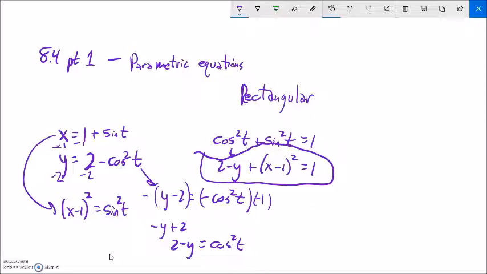So remember, when you have a sine and a cosine in your x and y values, what you're trying to do is isolate the sine and the cosine, make sure you have a sine squared and a cosine squared, and then you can just do a direct substitution into this Pythagorean identity.